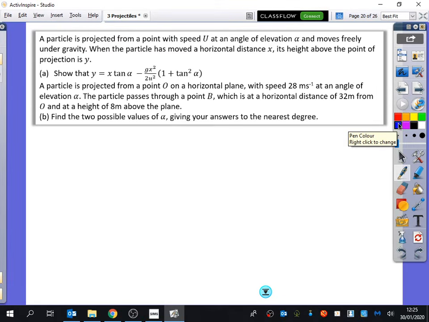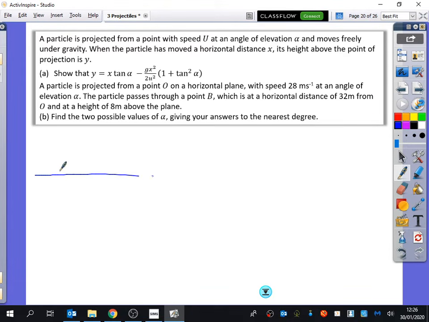A particle is projected from a point with speed u at an angle of elevation alpha and moves freely under gravity. When the particle has moved a horizontal distance x, its height above the point of projection is y. Show that y equals x tan alpha minus gx squared over 2u squared, 1 plus tan squared alpha. When you see 1 plus tan squared alpha, what do you think of? Sec squared. Well done. Good. If sec squared alpha comes up, or 1 over cos squared alpha, we know we can rewrite it in the way that they want it there. This is why you need to be familiar with these things.